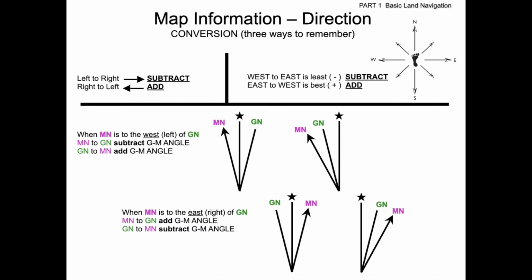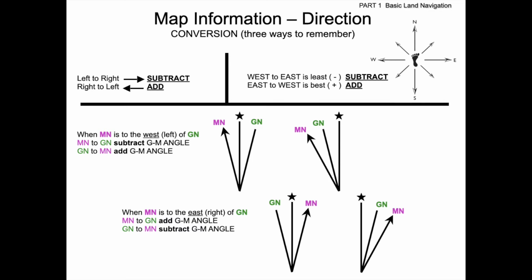All right, so you guys get the idea. When magnetic north is to the east or the right of grid north, then magnetic north to grid north, you'd have to add the 24 degrees. And then vice versa, grid to magnetic, you're going to have to subtract the 24 degrees. All right, so you can see the top two sets.